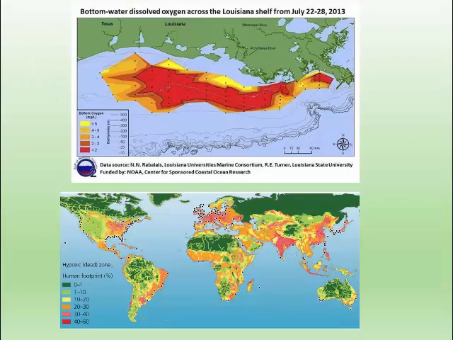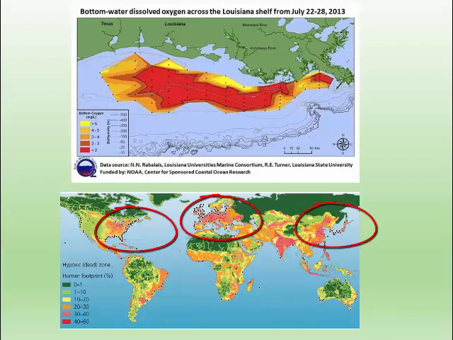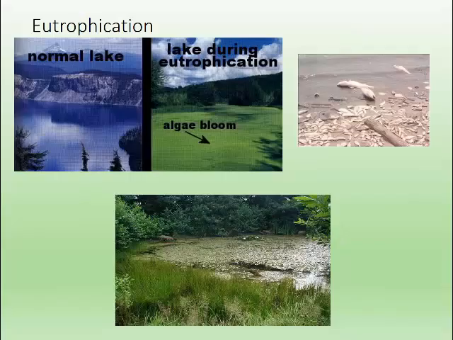There is a large dead zone in the Gulf of Mexico that runs along the coast of Texas and Louisiana. The water there contains less than 2 milligrams per liter dissolved oxygen, which is the technical classification for hypoxic. Hypoxic or dead zones are well documented around the world. Notice the dead zones are offshore of areas with high ecological footprints.